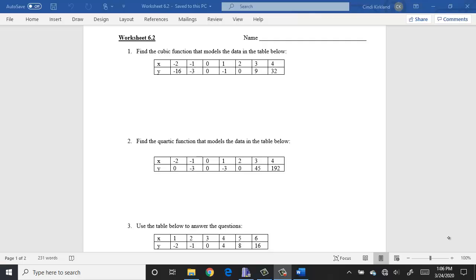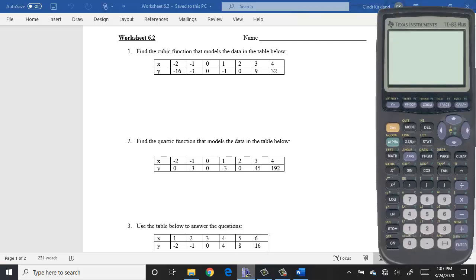We're going to go over worksheet 6.2. I want you to try to do worksheet 6.2 without me first, and then look at this recording to see if you did it correctly. The first problem in section 6.2 worksheet asks you to find a cubic function.